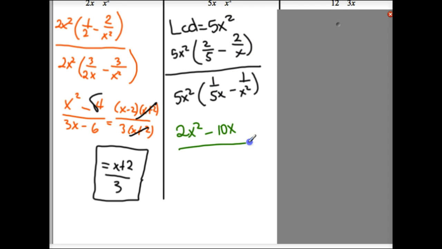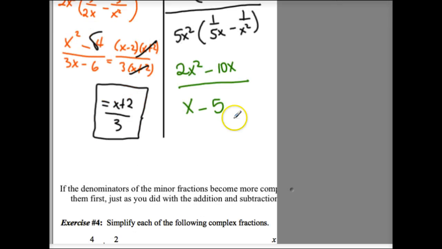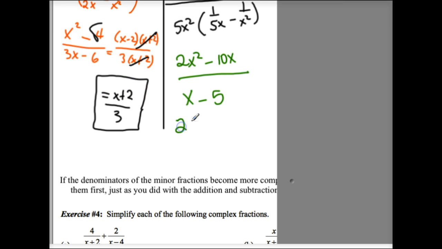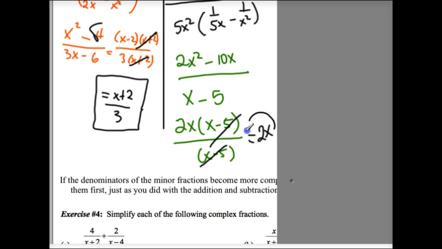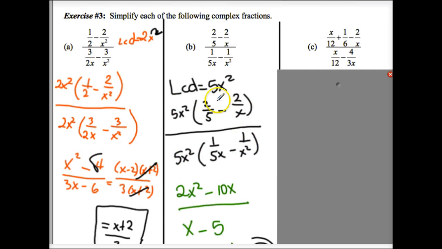What's left in the bottom now? x take away 5. Now look at the top. These have a 2 in common and an x. x take away 5 is left over. And remember, because we can cancel this off, my final answer is 2x. Alrighty? C looks a little complicated.